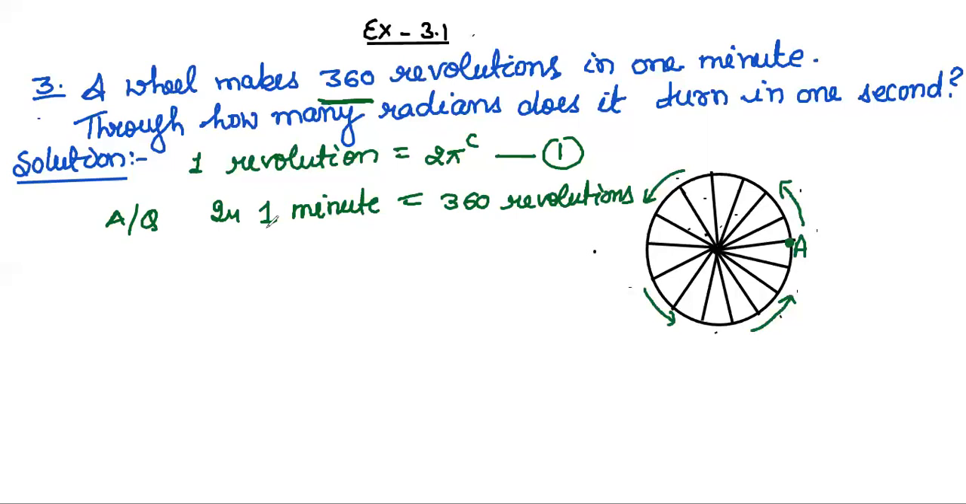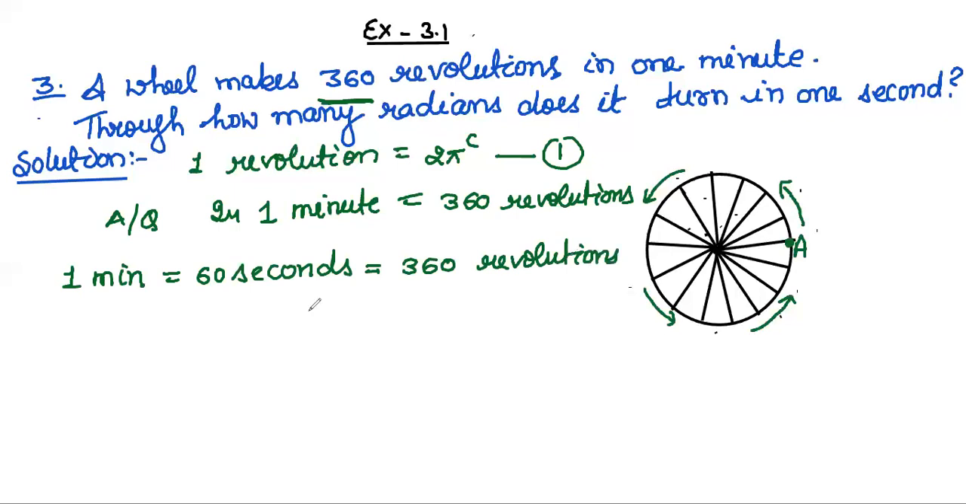So we know that 1 minute equals 60 seconds. So we can write here 1 minute equals 60 seconds, and in 60 seconds, the number of revolutions will be 360. So in 1 second, the number of revolutions will be 360 by 60. So we will get 6 revolutions. So in 1 second, the number of revolutions is 6.